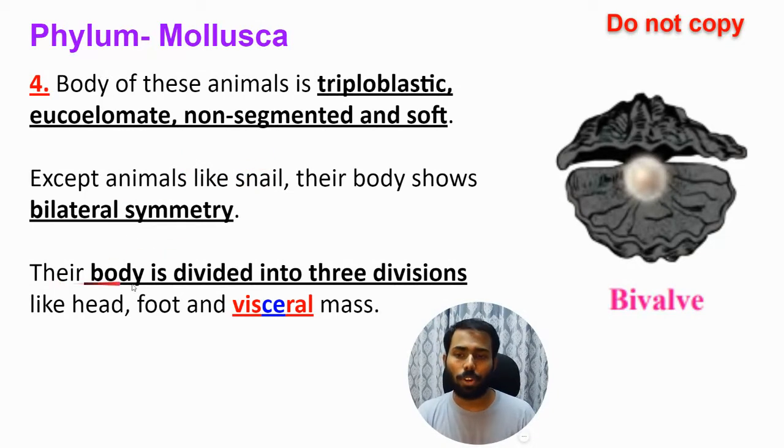Okay, their body is divided into three divisions, like head, foot and visceral mass. Head तो समझ गया, foot भी समझ गया. Head यानी सिर, foot यानी पैर. Visceral mass क्या होता है? Visceral mass is the internal mass. Okay, जो कुछ भी अंदर होगा उसको हम visceral material बोलेंगे. How do you pronounce it? V is vis, C is sir, R is ral.